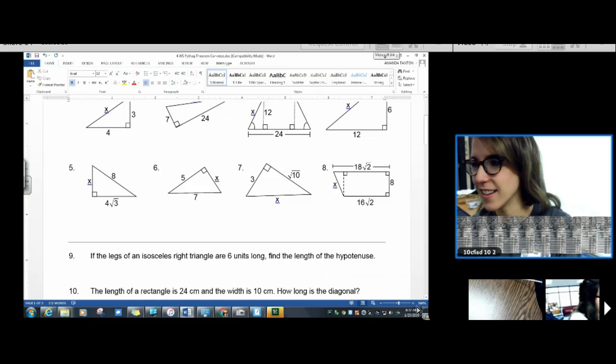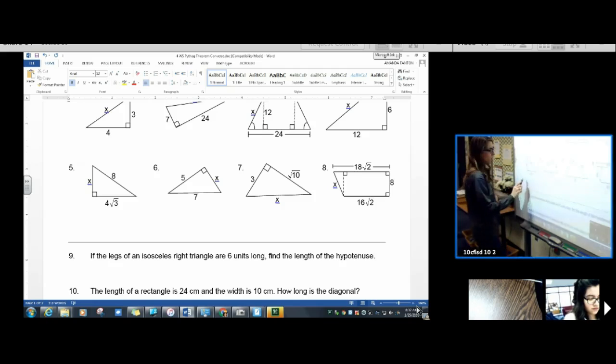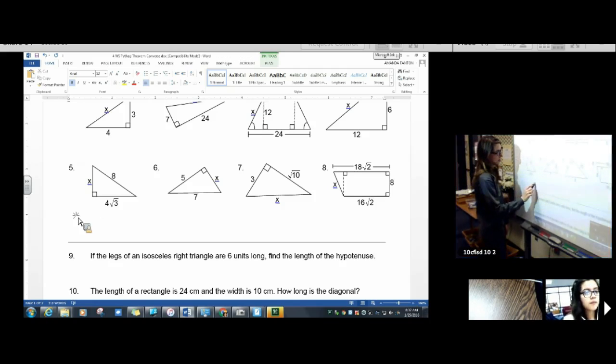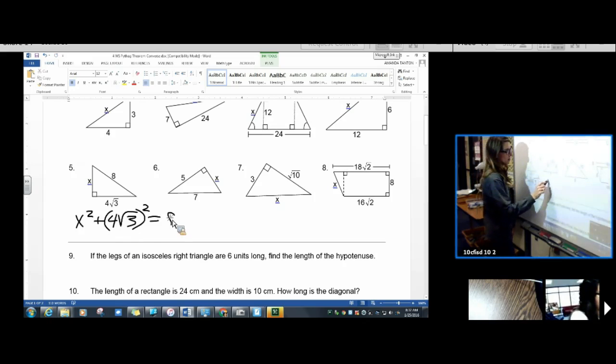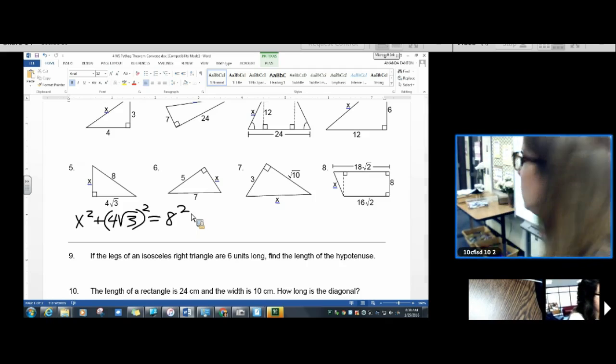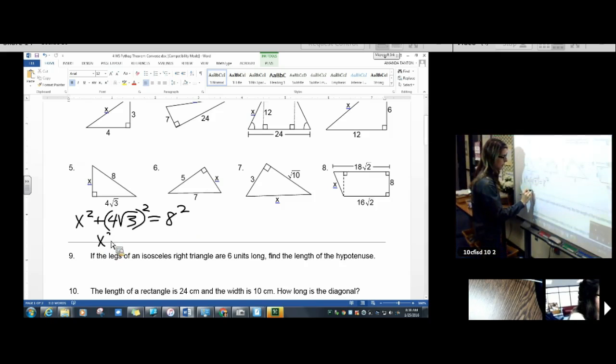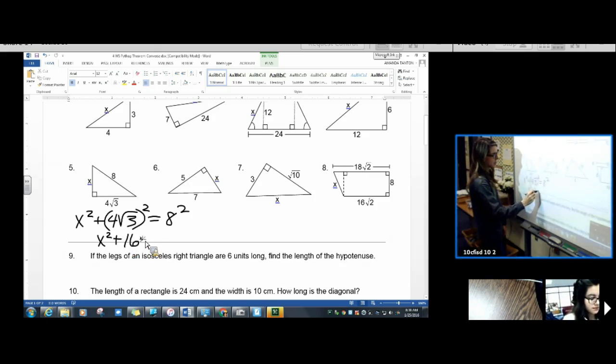All right, taking a look at number 5 from the Pythagorean theorem converse homework. We know that this is a right triangle. So when we have a right triangle, we know that we can apply the Pythagorean theorem to the side lengths. So what do we have here? X squared plus 4 squared is 16. Square root of 3 squared is 3.